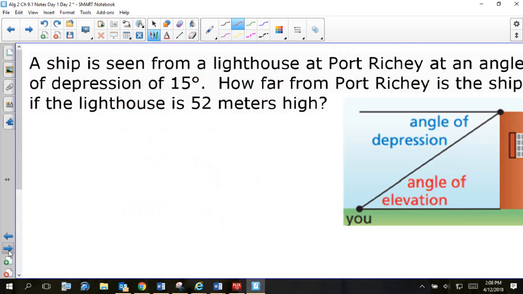A ship is seen from a lighthouse at Port Richey at an angle of depression of 15 degrees. How far from Port Richey is the ship if the lighthouse is 52 meters high? What should I draw for? The lighthouse. Okay, let's draw the lighthouse.